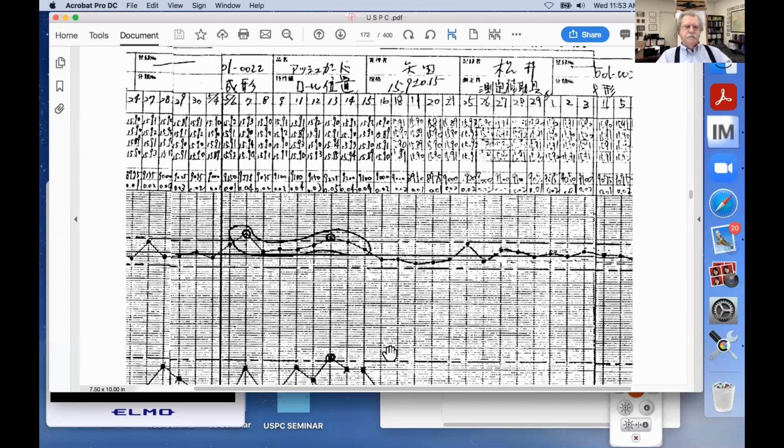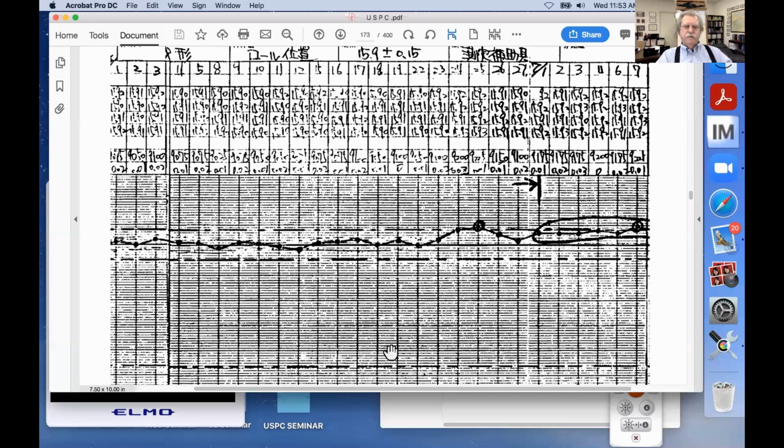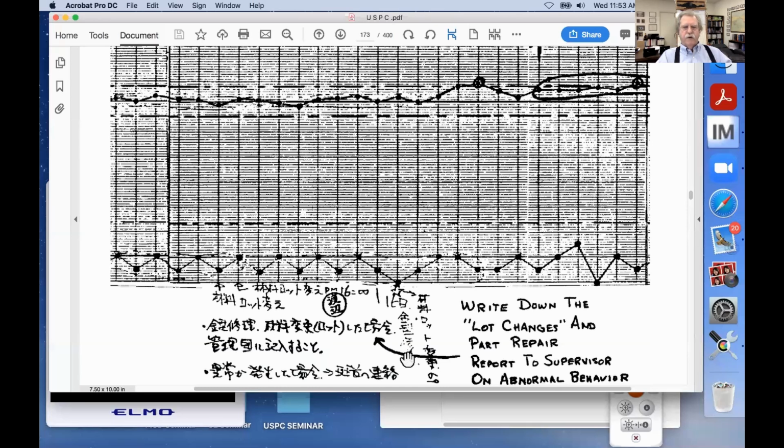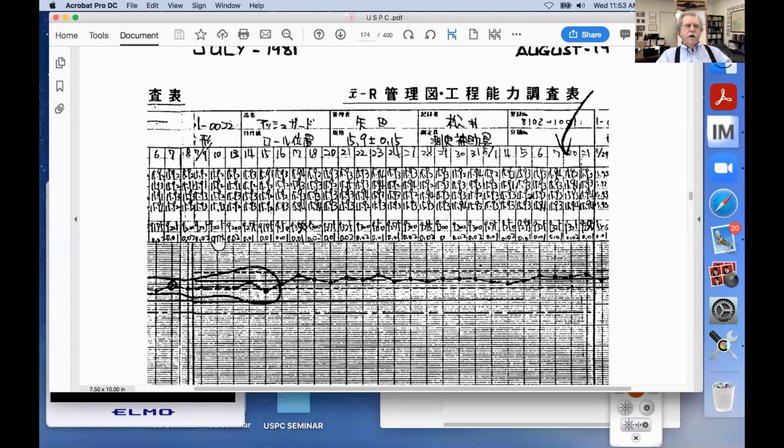Well, write down lot change on the report to supervisor on anything that's abnormal, just boring, oh-hum. Then in early July, a point above the upper limit.